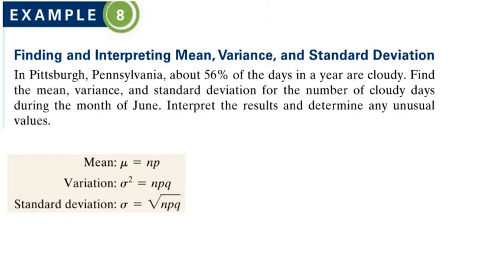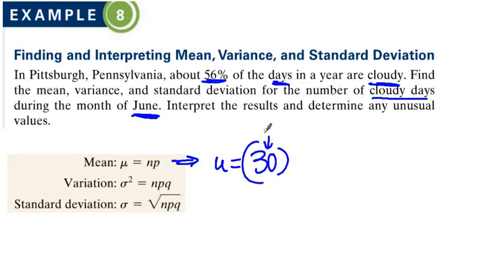So let's take a look at this problem. It says Pittsburgh, Pennsylvania, 56% of the days are cloudy. It's a pretty cloudy place. Find the mean, variance, and standard deviation for the number of cloudy days in June and interpret the results. Okay, so let's find the mean first. The mean is number of trials. How many trials are there for days? Because we're talking about number of days. How many trials, i.e. how many days are there in June? And the answer is 30.